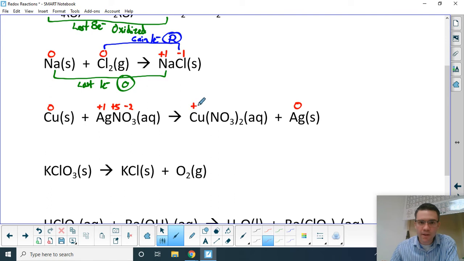Copper is a +2 on this side, and our oxygen's a -2 and a +5 in nitrate again. And so we do have an oxidation reduction reaction. Copper goes from 0 to +2, and silver goes from +1 to 0. So we'll keep our color codes the same.